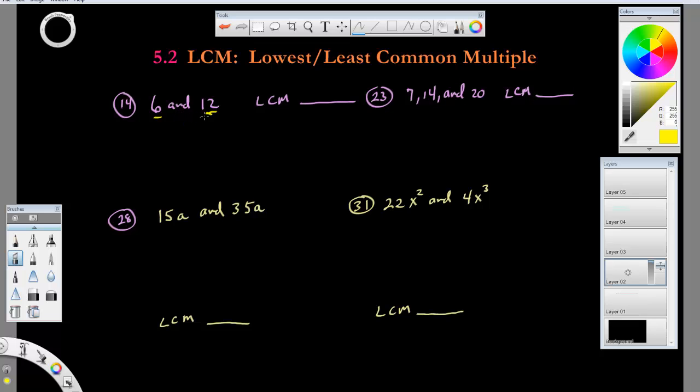So you try the biggest number. If the smaller one goes into the bigger one, that's the answer. In this case, bam, it does. So that would just be 12. If it doesn't, like 20 here, 7 does not go into 20. 14 definitely doesn't go into 20.